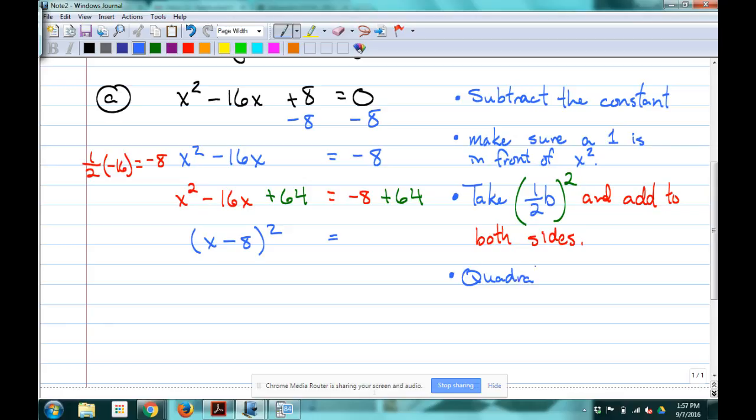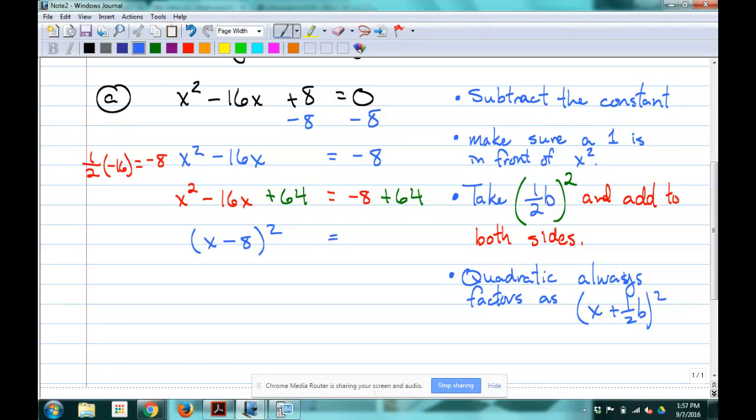Quadratic always factors as x plus 1/2 of b squared. Always. You're making it do that by completing the square.